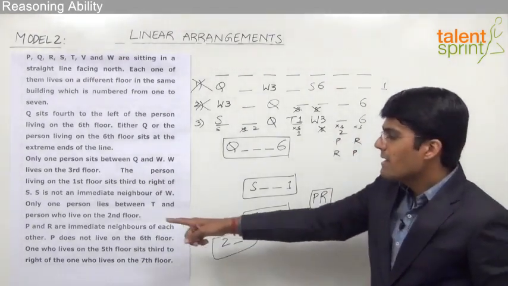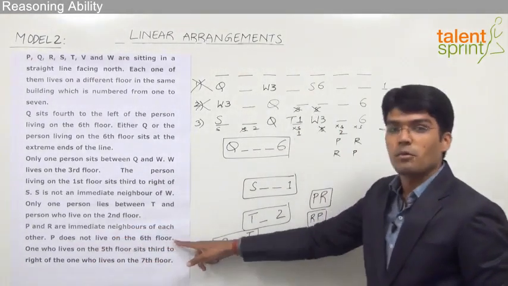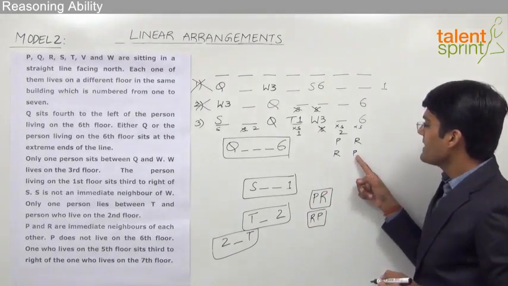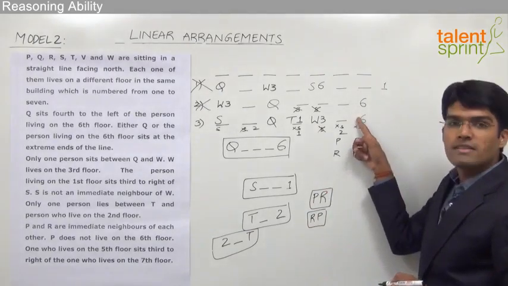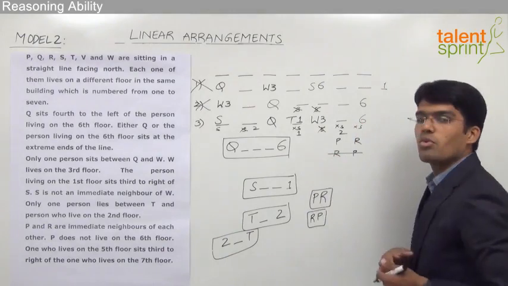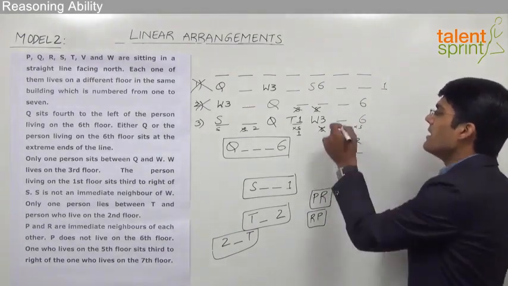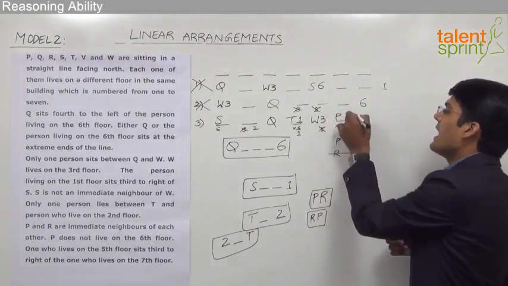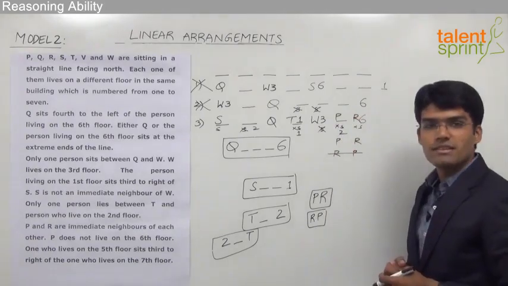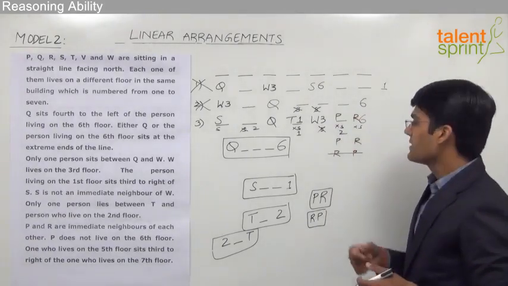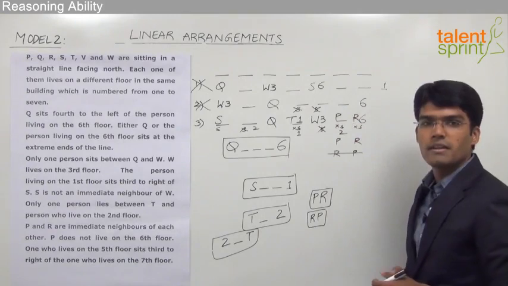But we know that P does not live on sixth floor. If we take this as the correct case, P is coming on sixth floor. So very clearly this gets ruled out. And the only possibility is P should be taking this position and R will be the person who stays on sixth floor. So that is how we can adjust P and R on the arrangement.